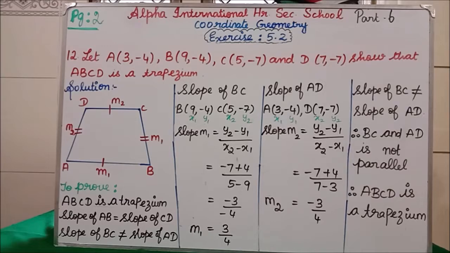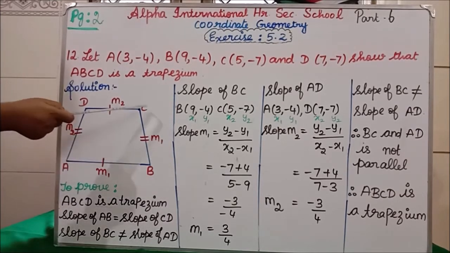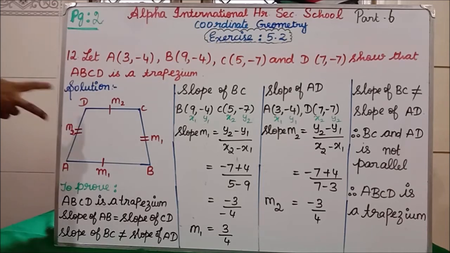Which means only one pair of sides, AB and CD, is parallel. These two sides are not parallel. That is what we have written in the first step itself. Therefore, we can conclude ABCD is a trapezium.